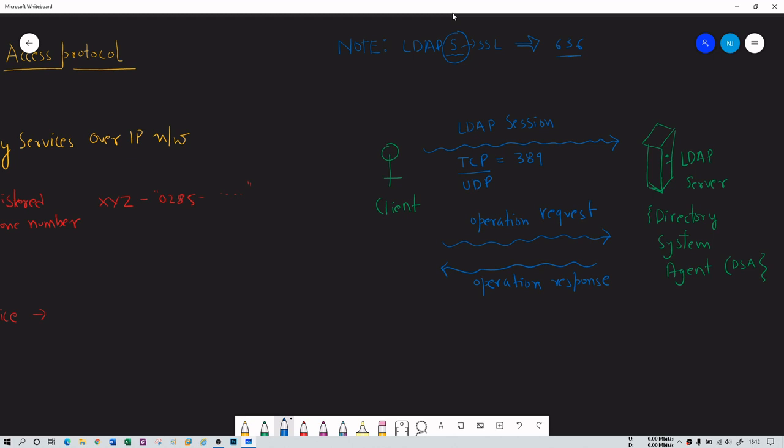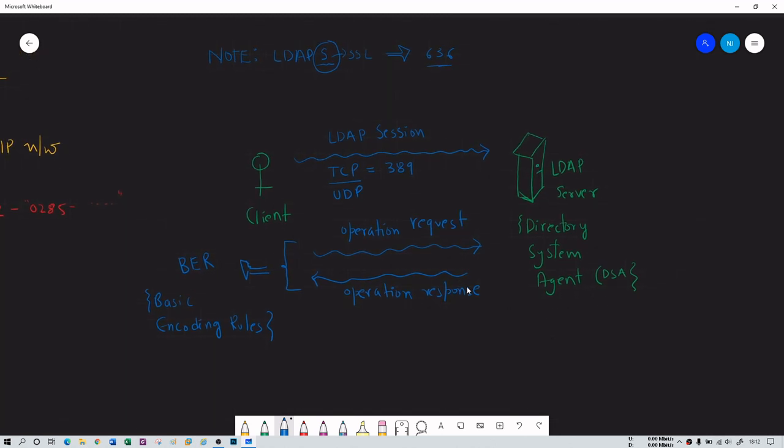All right, now both these operation request and operation response have encoding rules, so they follow BER, which is known as basic encoding rules. So UTF-8 or maybe UTF-16 they are using. I hope this is clear to all. So these are the things that happen between client and server. This is basically a client and server architecture, and a client communicates with the LDAP server with these criteria. I hope this is easy to understand.